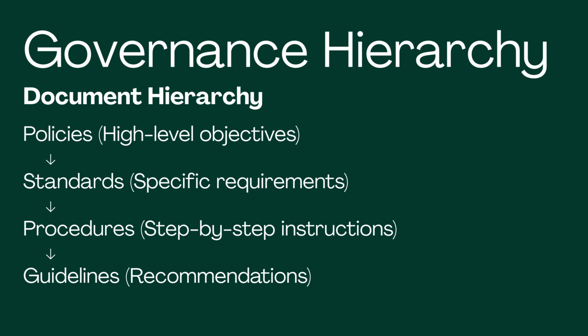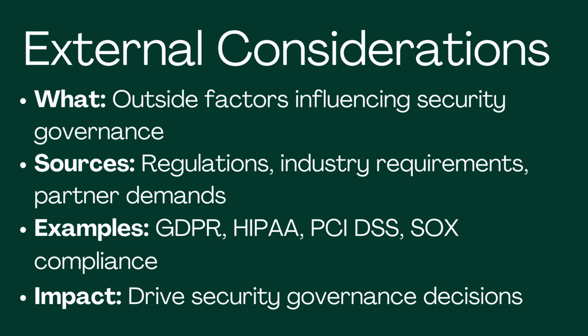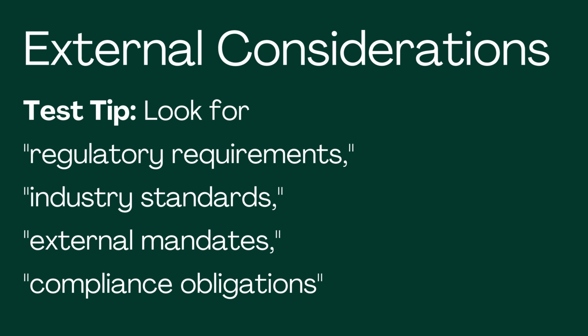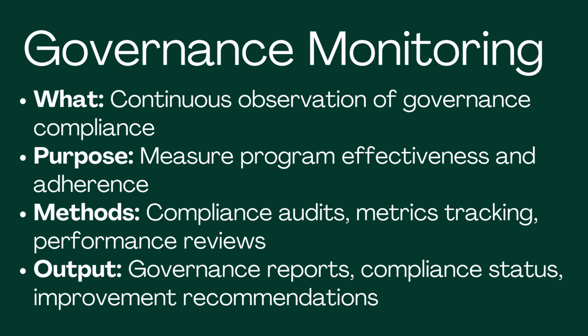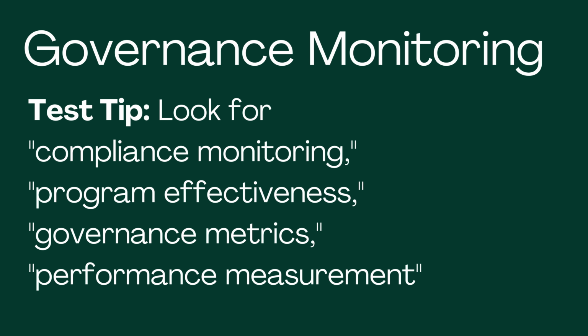Then you have the external consideration, which are factors outside the organization that influence security governance, including regulations, industry requirements, and business partner demands. And so partner requirements, external mandates, regulatory requirements, compliance obligations, industry standards, that's all external considerations. And then monitoring involves continuously observing compliance with governance requirements and measuring the effectiveness of security programs. So you'd have compliance monitoring, program effectiveness, governance metrics, performance metrics, and oversight activities.